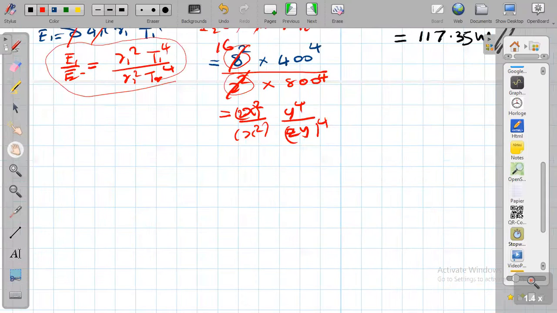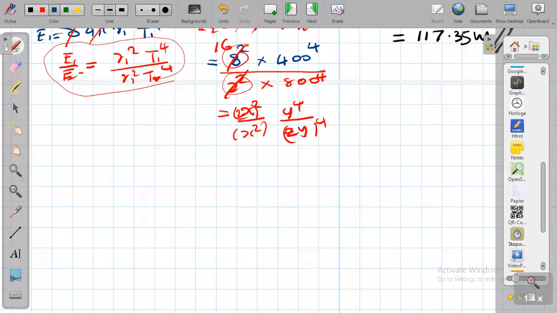Alright. What would happen? Only 4 remaining on top here because x square is gone off. And here y square, y to the power 4 and y to the power 4 gone off. And only 2 to the power 4 will be remaining here. What is it? 2 to the power 4 is what? It's like 2 to the power 4 here.